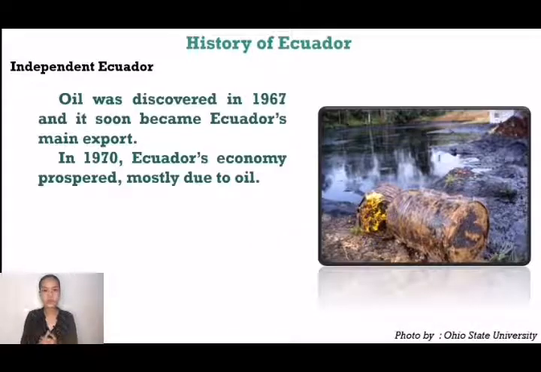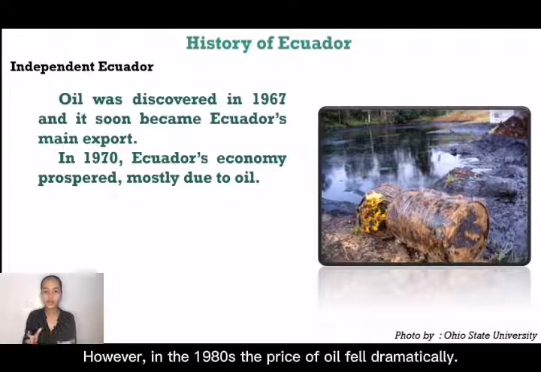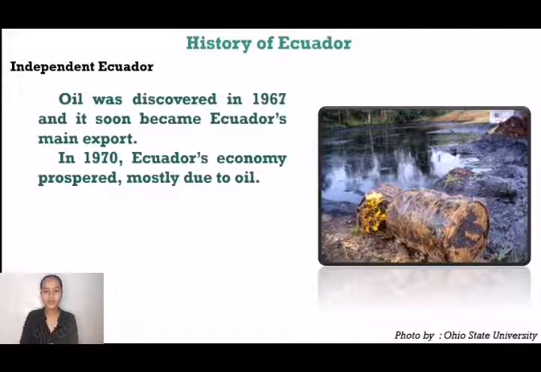Oil was discovered in 1967 and it soon became Ecuador's main export. Other exports are shrimp, bananas, coffee, cocoa, and sugar. In the 1970s, Ecuador's economy prospered, mostly due to oil. However, in the 1980s, the price of oil fell dramatically. Ecuador was gripped by recession. There was also high inflation and high unemployment.